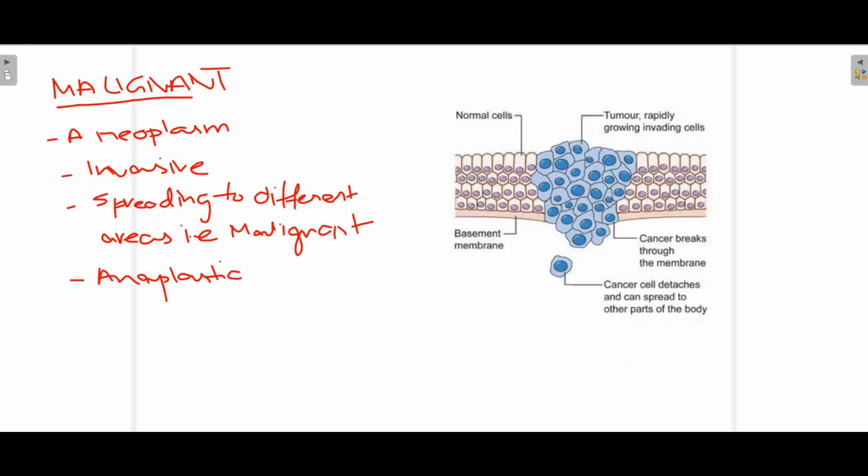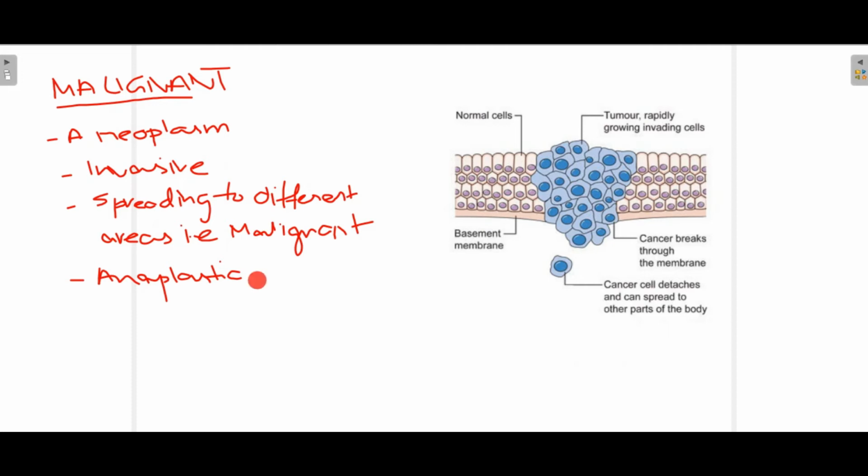Now the scariest descriptive terminology in oral and maxillofacial pathology and in medical sciences is malignant. Now what is malignant? Malignant is basically used to define a neoplasm that is invasive in nature. It spreads to different areas of the body. For example, if it starts in the mouth, it might spread to the neck, and from the neck it can also spread to your bones and lungs. So it is spreading to different areas of your body, which is known as metastasizing. Metastasizing is a proper term which is used when a malignant tumor is spreading to different areas of your body.